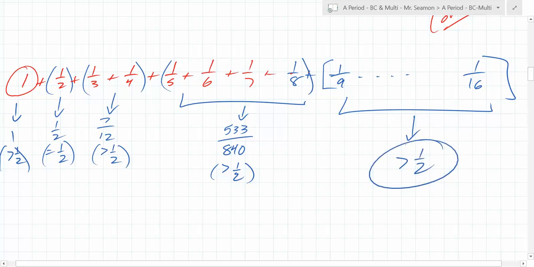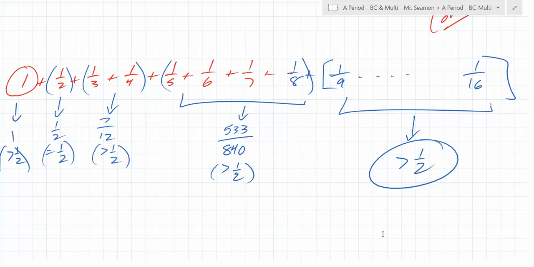So let's just pause here for a second. If you show that each of these is going to be greater than 1/2, what have you shown? You have shown that you can just keep adding 1/2. You can always add 1/2, right? If you can always add 1/2, then it what? Diverges. So this all comes down to, can you show that each of these groups is greater than 1/2?